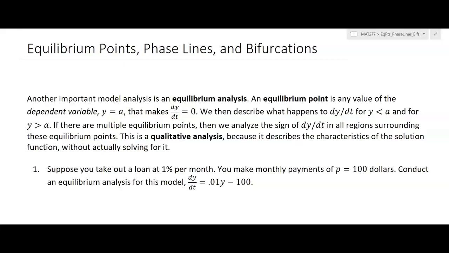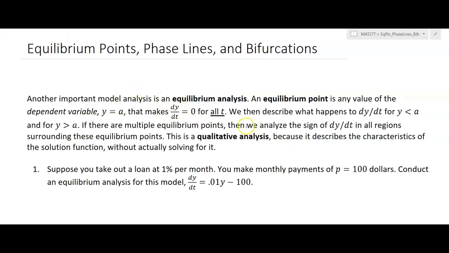If you think about what this means in context, if dy dt is 0, then that indicates that there is no change in the dependent variable. So basically we are in an equilibrium state. If you have a population in which dy dt equals 0, and we should say that this is the case for all t, that is for all time, it's a value of the dependent variable that makes the rate of change 0.